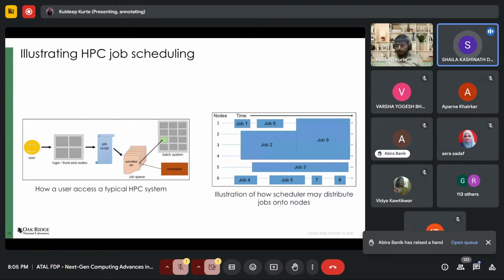Participants, you can unmute and ask your queries or questions. Okay, there are no queries. You can go ahead.